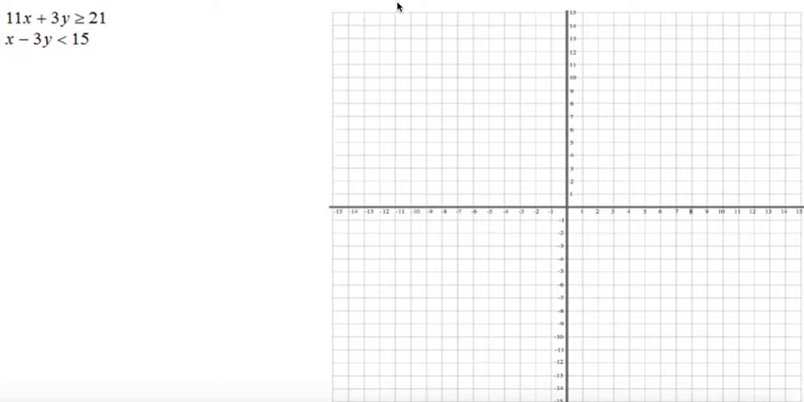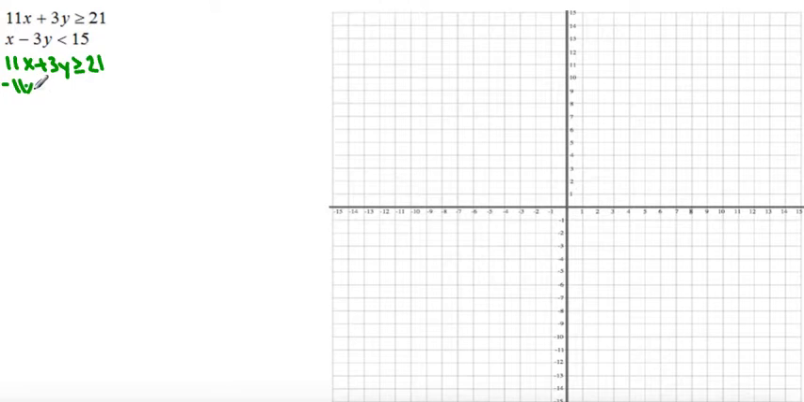Example 14: solve the system of linear inequalities and give one example of a solution and one non-example. So first we have to get both of these in slope-intercept form. So I'm going to do that to the first one. 11x plus 3y is greater than or equal to 21.